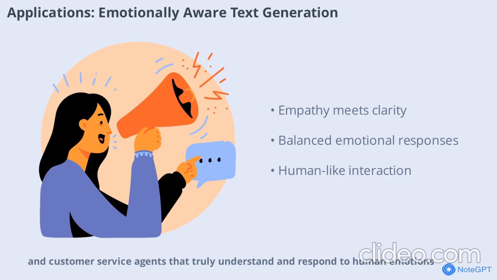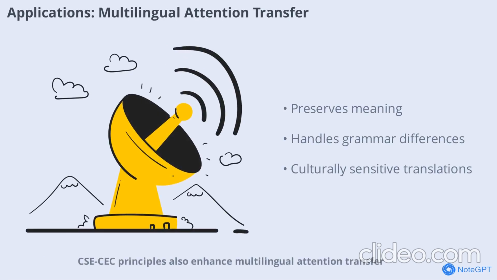respond to human emotions. CSE-CEC principles also enhance multilingual attention transfer. By preserving meaning across different grammatical structures, AI models can maintain semantic integrity when translating or interpreting text in multiple languages. This balance prevents the loss of nuance and ensures that translations are both accurate and culturally sensitive. As a result, AI becomes a more effective tool for global communication, bridging linguistic gaps and fostering cross-cultural understanding.